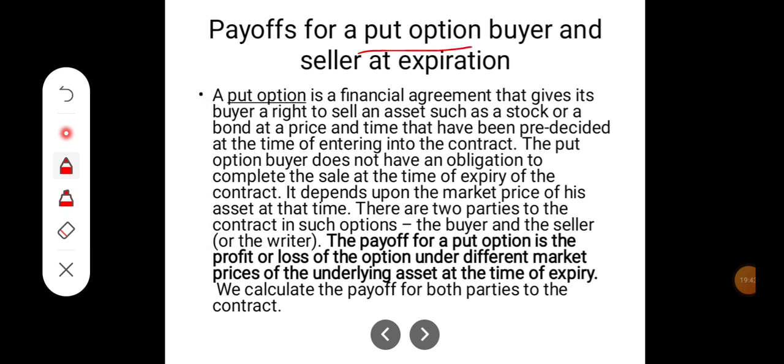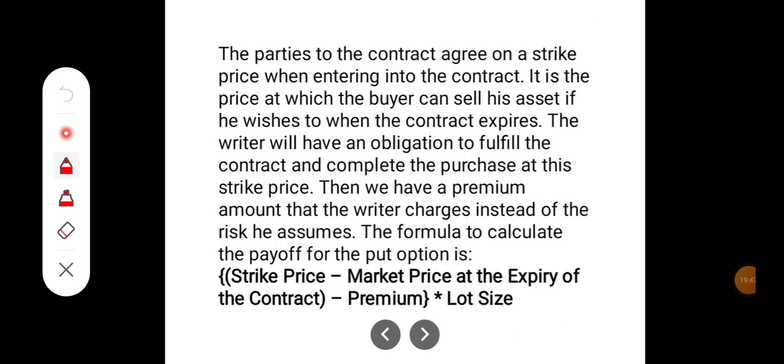For put option, how you will be going to take it is like this: strike price will be first, minus market price, minus premium, into lot size. Okay, like this we will be going to take it.